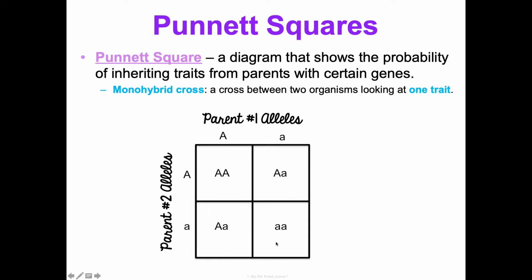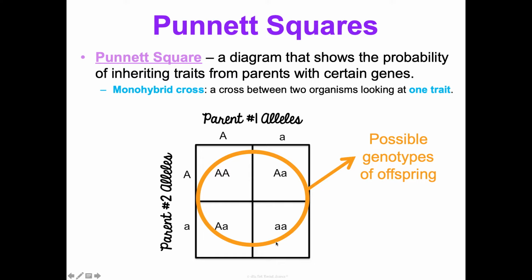And what we have on the inside here is possible genotypes of our offspring. And so what we can see here is that 1 out of 4 of these parents' kids will be homozygous dominant, meaning have 2 of the same dominant allele. 1 out of 4 will be homozygous recessive in their genotype, so 2 recessive alleles. And then 2 out of 4, or 50%, are going to be heterozygous. They're going to get a dominant and a recessive allele in terms of their genotypes. And then we can also look at the phenotypic ratio as well.